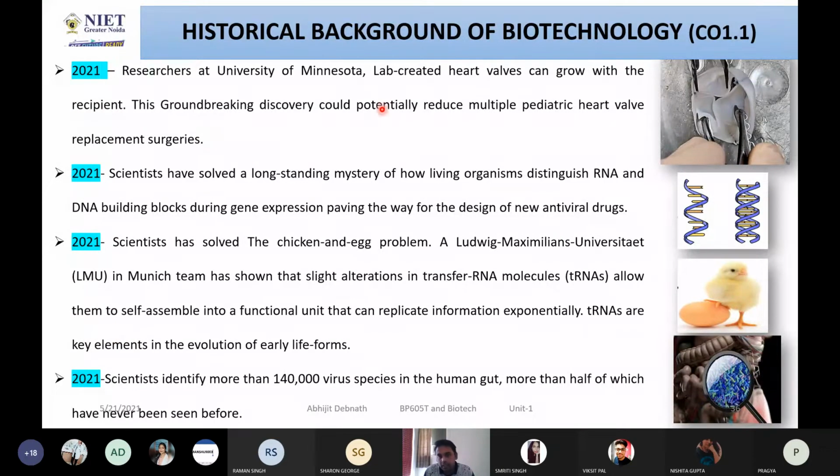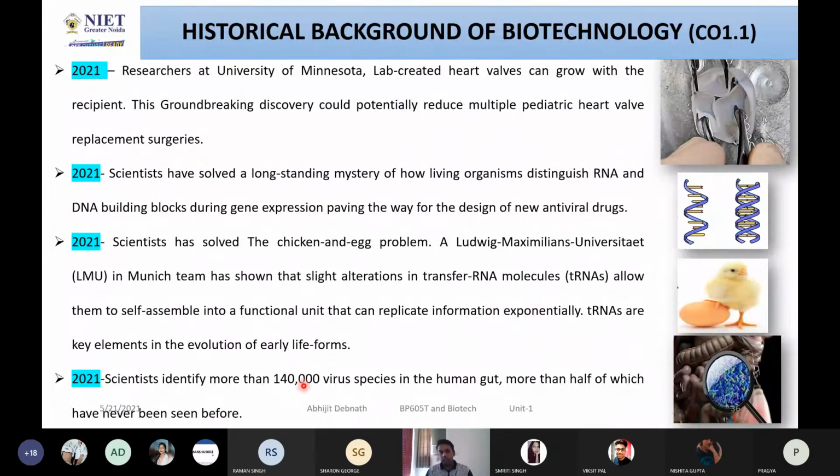Somebody has created a heart valve that can grow within the recipient, and somebody has solved the long-standing mystery of how living organisms distinguish RNA and DNA building blocks. And then the biggest mystery, chicken or egg, which one actually came earlier. So scientists also have solved this old puzzle. They told us after their research that a slight alteration in the transfer RNA molecule, that is tRNA, allowed them to assemble into a functional unit that can replicate information exponentially. So basically there is nothing called egg or chicken. Basically some biomolecules joined together that can replicate, and from that this thing actually emerged.